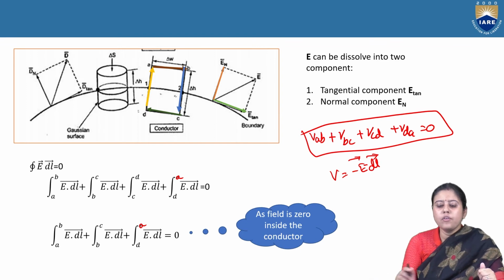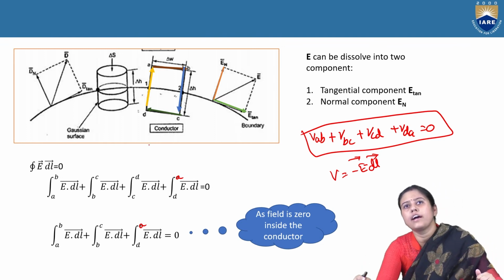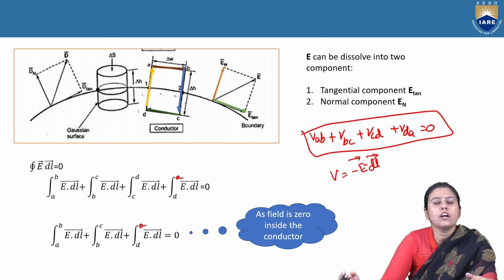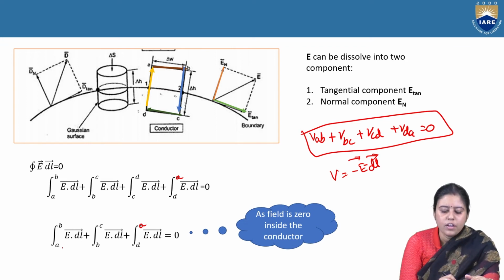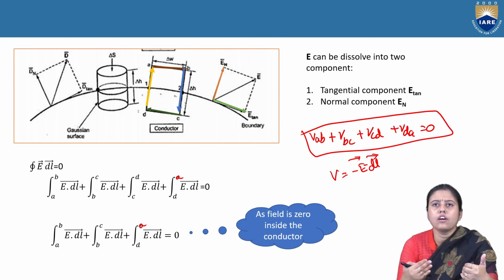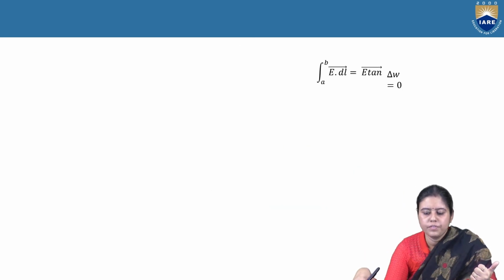Now from this figure you can see that ECD is within the conductor, and anything within the conductor means the intensity, the field, is 0. Already we have discussed that we assumed that the intensity is 0 inside. So A to B plus B to C plus D to A equals 0, because it is within the conductor, and within the conductor intensity is always 0.